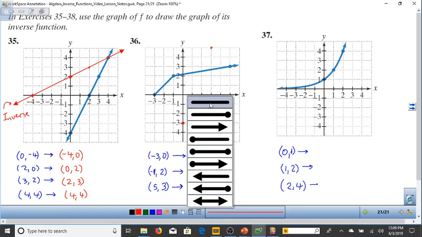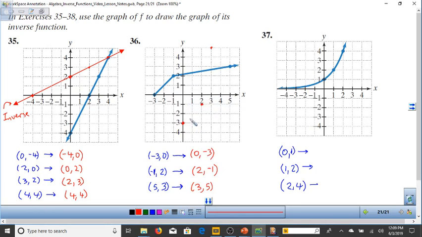These 2 points are connected here. Those points are connected there. Oh, I neglected to add my little arrow. So let's add a little arrow to that. And there we have it. That is a graph of the inverse of the function.